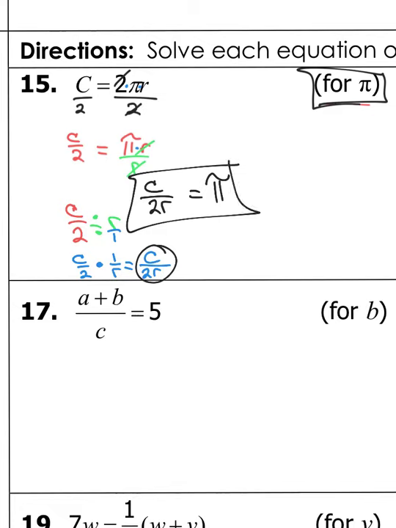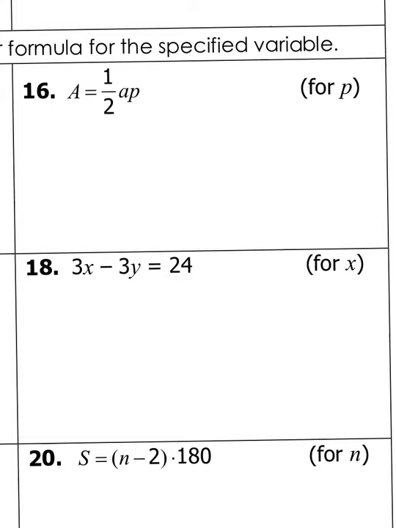Okay, you could have just divided in the beginning. If our original problem was c equals 2 pi r, you could have just divided by 2r on both sides from the beginning, right? That might be a little easier. It cancels out all over here, and you're just left with pi, and then on the left side, you're left with c over 2r.